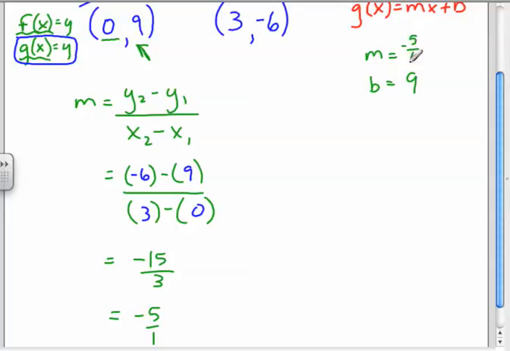Now, I need to write this, remember, as g of x equals mx plus b. So I'm going to write g of x equals negative 5. Oh, I'm sorry. Let me do this. No reason to do it poorly. G of x equals negative 5 over 1 x plus 9. Slope, y-intercept. All right. Good job, guys.